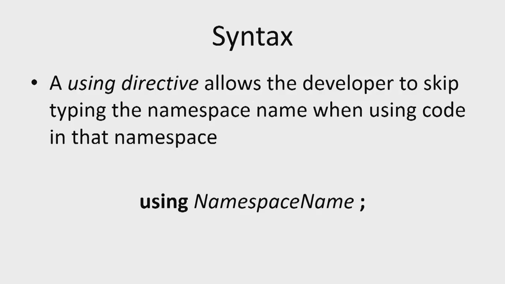So I want to talk a little bit about that using directive that we saw at the top of the program. A using directive has the syntax: using, then the name of a namespace, and then a semicolon. The idea of a using directive is that it informs the compiler that we are going to be using some of the code that is in this namespace, and that we do not want to type the namespace name every time. Let me give you a quick example of that.